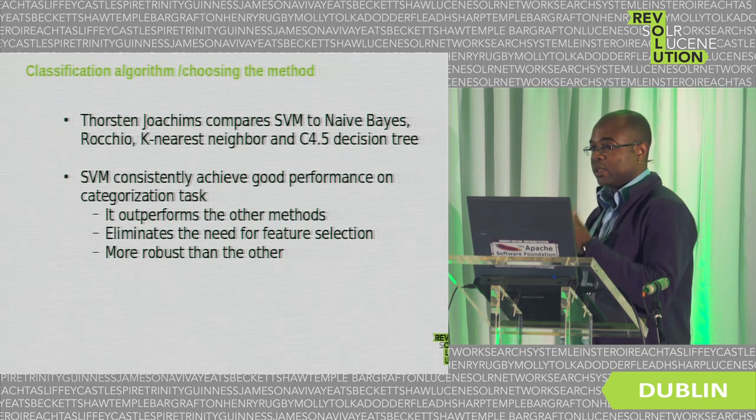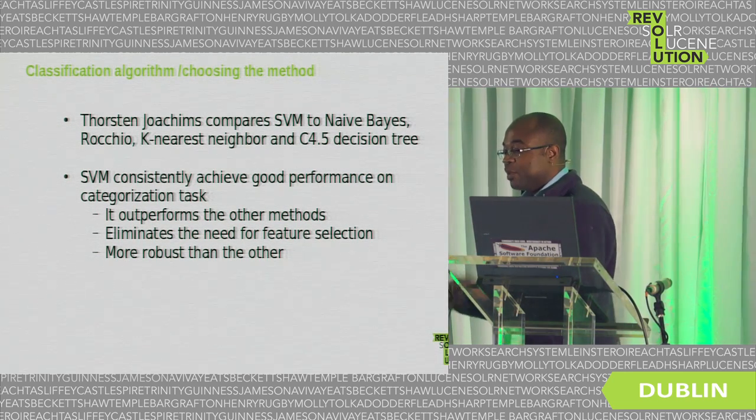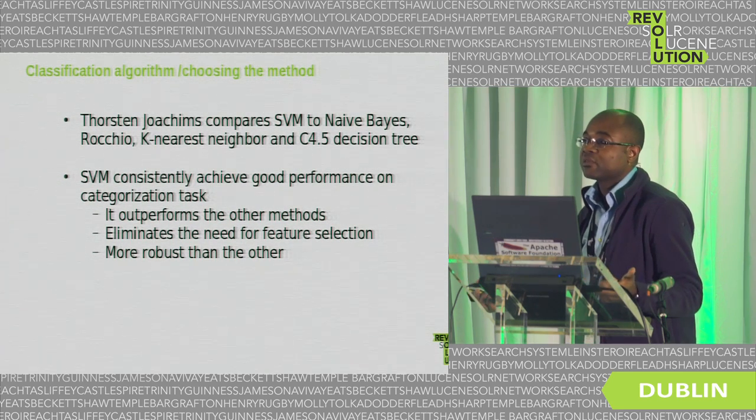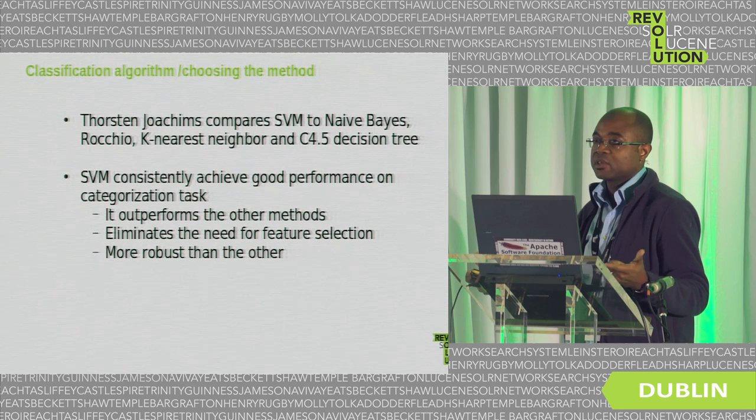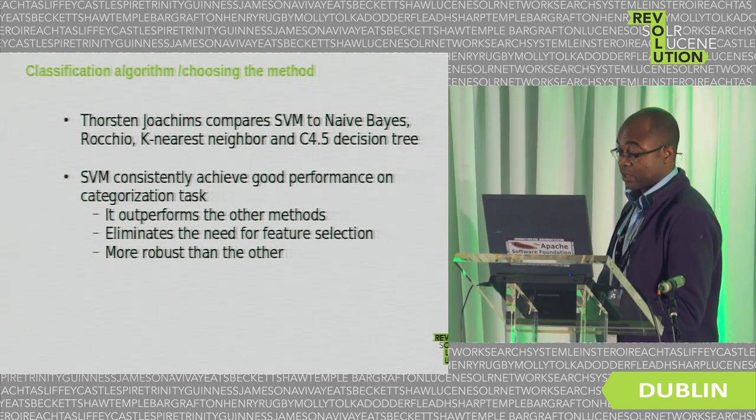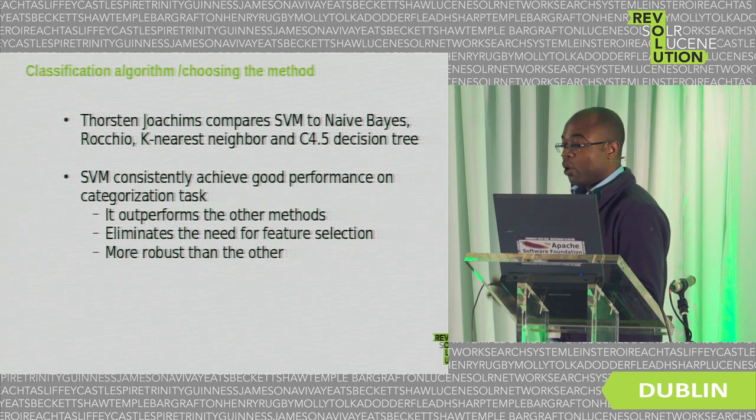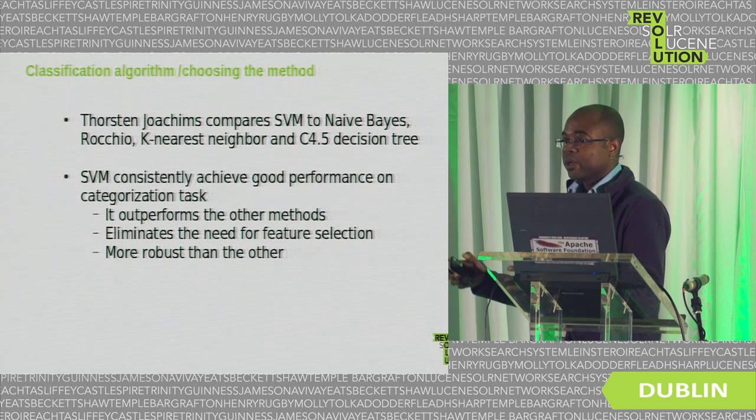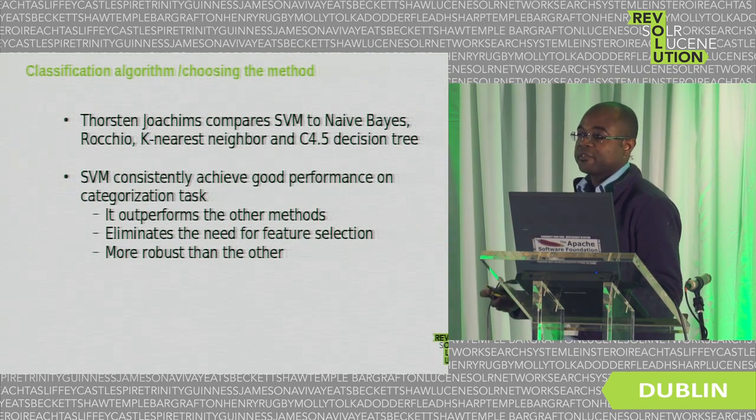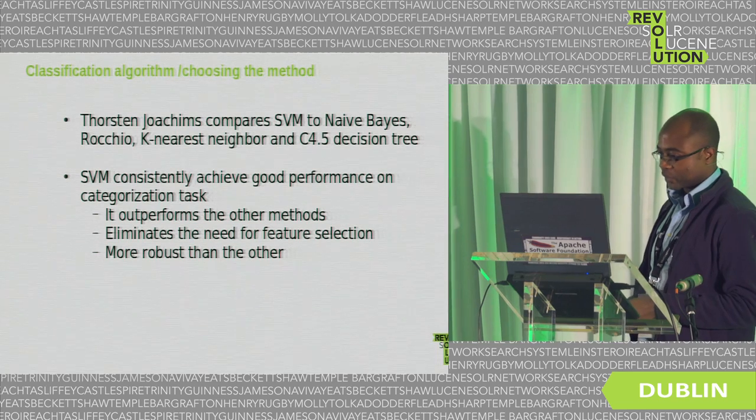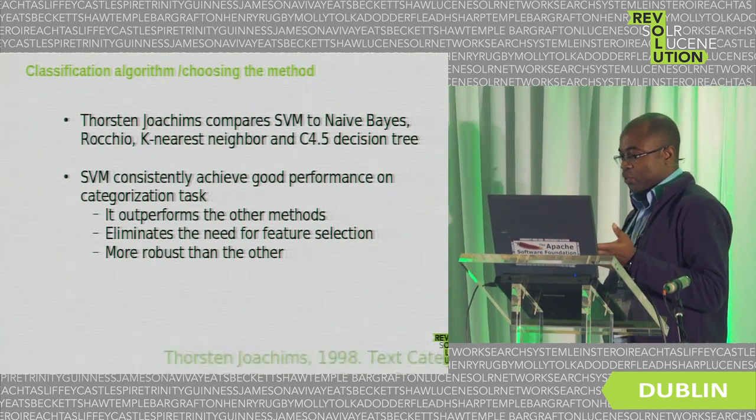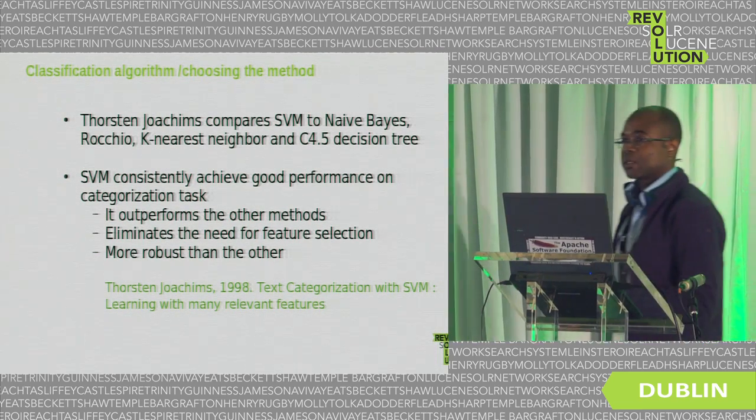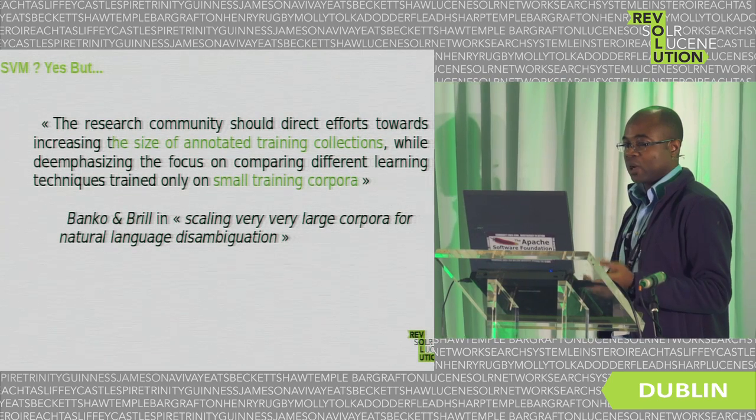He also showed that SVM eliminates the need for feature selection. Good news, because we have very few irrelevant features. If it can deal with all these features, we are lucky, and that's the case. And he also showed that SVM is more robust than the others. For some sizes, some algorithms just break, but SVM was still up. So you can understand that from this, we are going for SVM as the method for our learning algorithm.